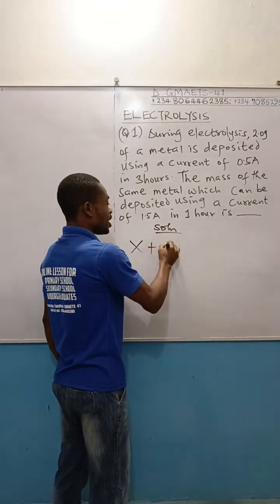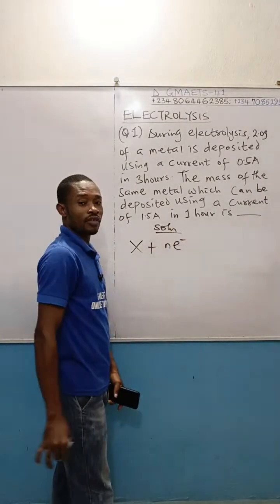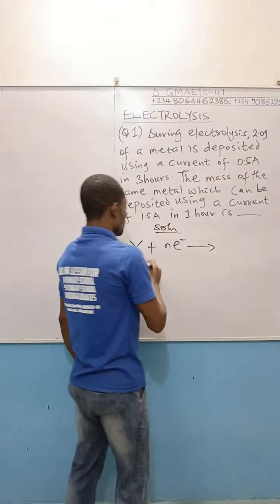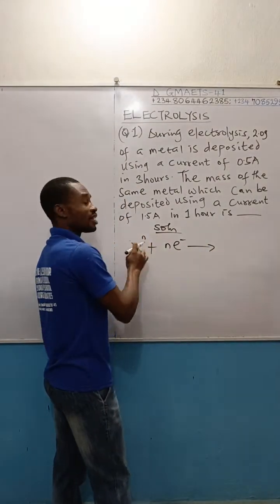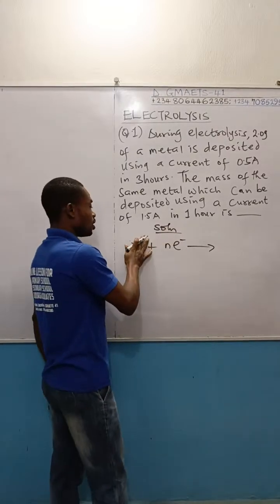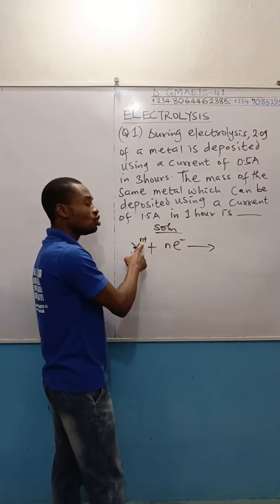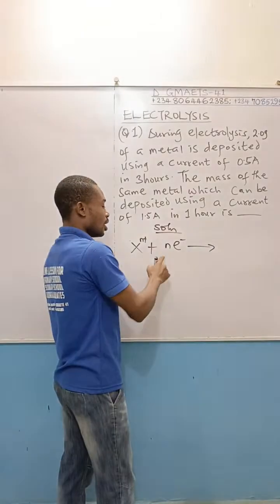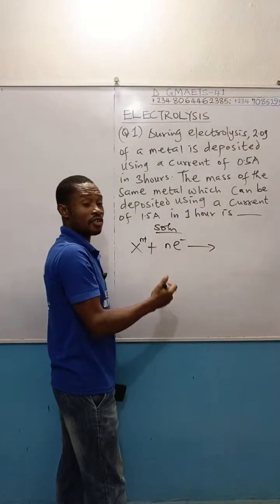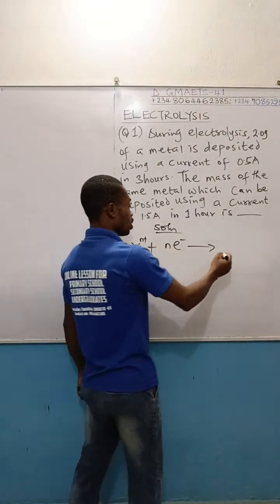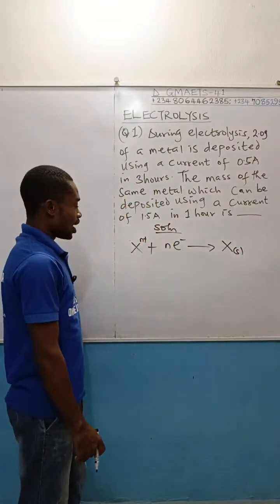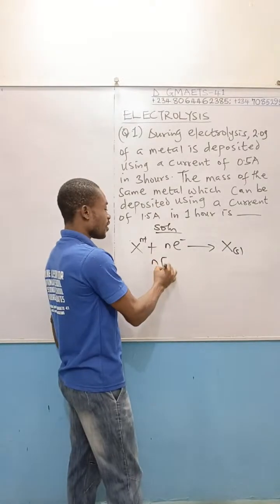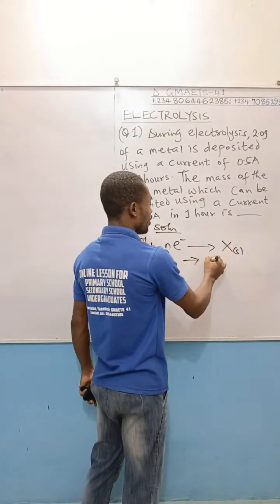Let me say that it will receive n number of electrons. Now let this be an n-plus ion, just like you have 2 plus, 3 plus. I don't know the valency of that metal. Whatever the valency is, which I'm representing with n here, it is going to receive n electrons and then be deposited as a metal. So here I'm going to say n Faradays will produce the relative atomic mass of the metal I do not know.